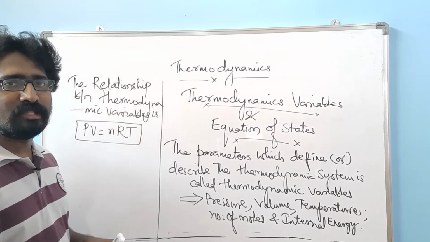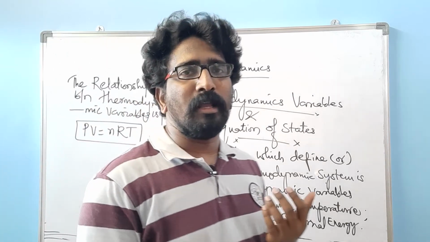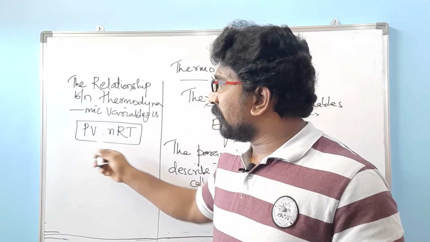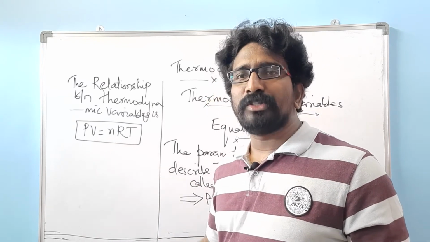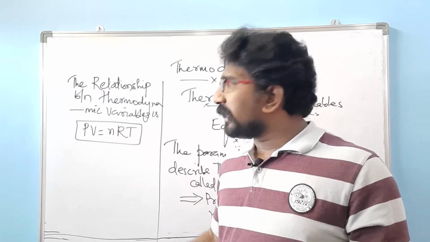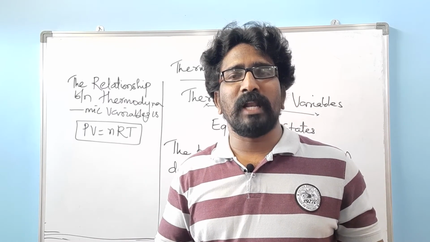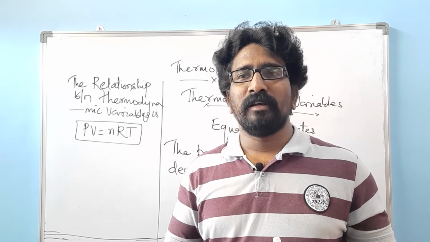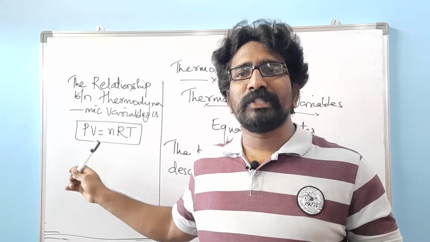We have studied this concept of PV equal to nRT while studying the ideal gas equation. During that time we studied PV equal to nRT. What is P here? P is the pressure, V is the volume, n is the number of moles, R is the universal gas constant, and T is the temperature. Can anyone tell me the value of R? R is a universal gas constant. What is the value of R? 8.31, right? So that is the universal gas constant.